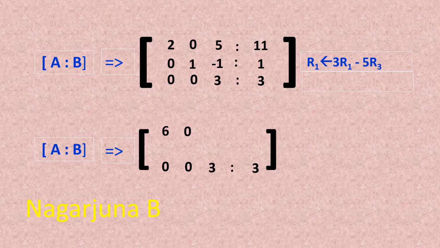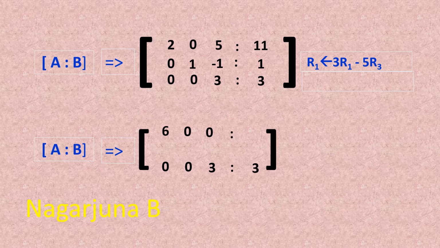Then the third element of R1 is 5. So 3 into 5 is 15, minus 5 into the third element of R3, which is 3. So minus 5 into 3 is minus 15. 15 minus 15 will be equal to 0. That means we have used the element A double dash 3 3 to make the element A dash 1 3 become 0. That is, by using the element 3 we have made the element 5 as 0.